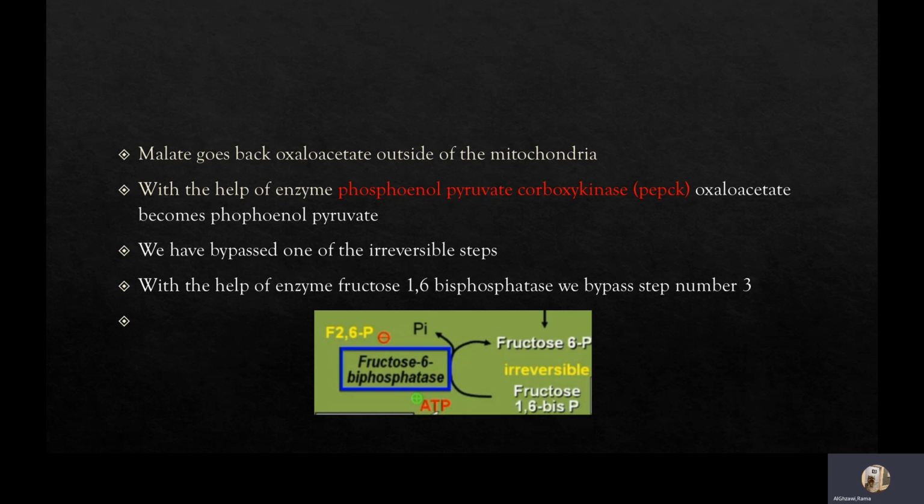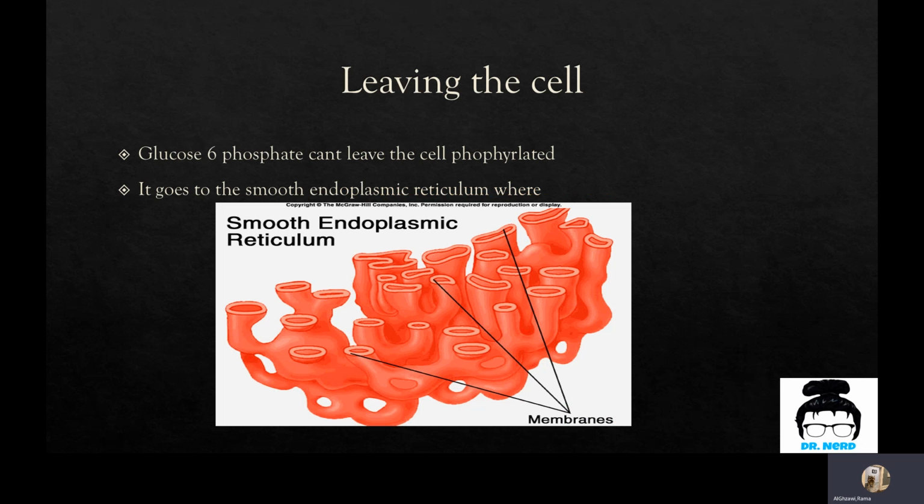Oxaloacetate became phosphoenol pyruvate. Now we have the second irreversible step, which can be bypassed with the help of the enzyme fructose 1,6-bisphosphatase. So fructose 1,6-bisphosphate becomes fructose 6-phosphate with the help of the enzyme fructose 1,6-bisphosphatase. So we have now bypassed two of the three irreversible steps of glycolysis.